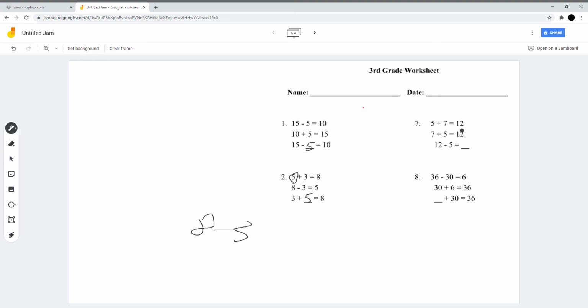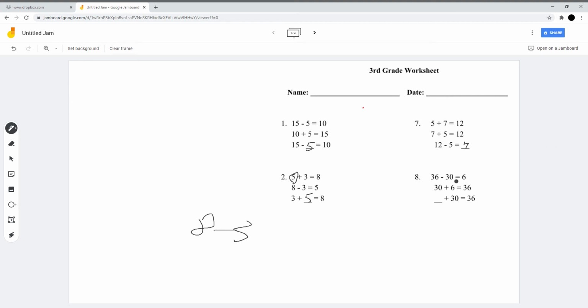5 plus 7 is 12. 7 plus 5 is 12. 12 minus 5 is what? For this, you just have to subtract. So the answer is 7.